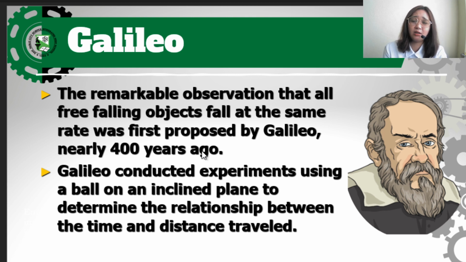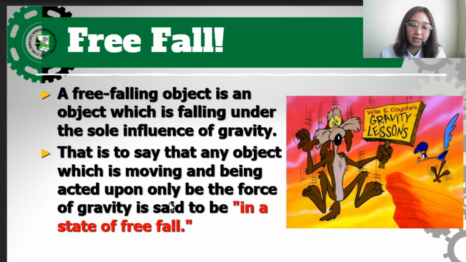Okay, he proposed this nearly 400 years ago. Galileo conducted an experiment using a ball on an inclined plane to determine the relationship between the time and the distance traveled by the ball. Okay? So, nalaman niya dito, doon sa kanyang experiment na a free-falling object is an object which is falling under the sole influence of gravity. So, kaya po nalalaglag yung mga objects na yon ay dahil kay force na tinatawag nating gravity.